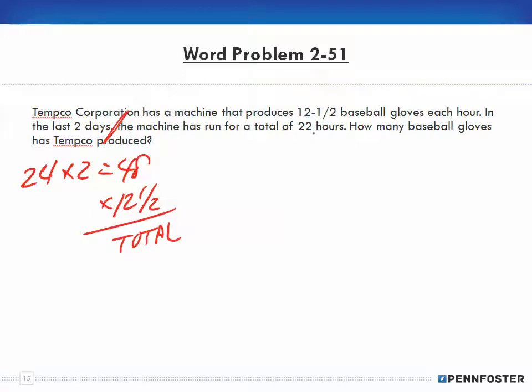The machine has run for a total of 22 hours. Okay, so in the last 2 days, the machine has run for 22 hours. It hasn't run for the full 48. It's only run for the 22. How many baseball gloves has Temco produced? All right, all of that additional information, this 2 days here, is not needed, right?